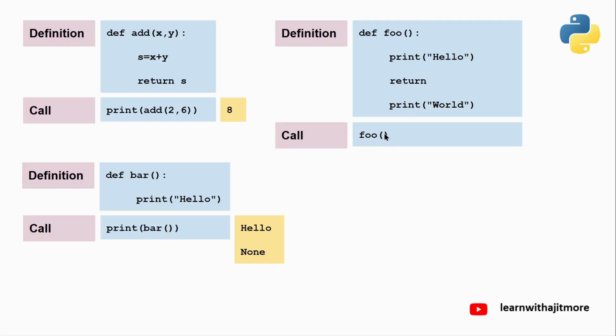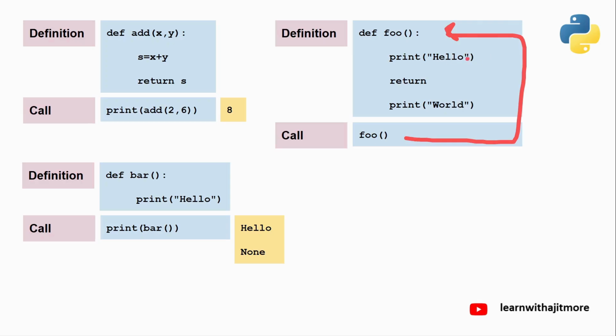Understanding? See, foo is called, the control goes to foo, it prints hello, and then comes return. Return is just simply going to stop the execution of the procedure. And it is not mandatory that return should return some value. You can have only return. Okay, so control goes there.